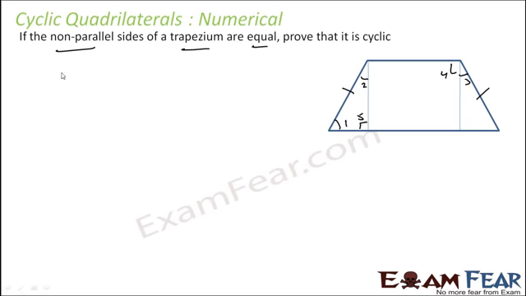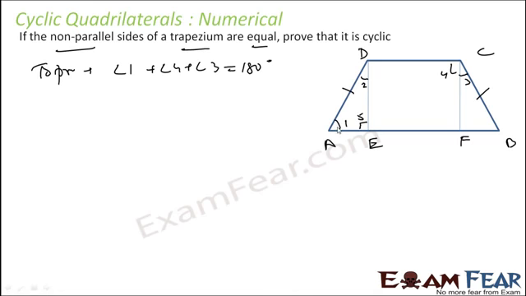So we have to prove angle 1 plus angle 4 plus angle 3 is 180 degrees, right? To make it cyclic. And let's give some letters here, A, B, C, D, E, and F. This angle plus this whole angle is equal to 180 degrees, that means it is cyclic. Okay. Now it is given that angle 2 is equal to angle 3. The sides are the same.